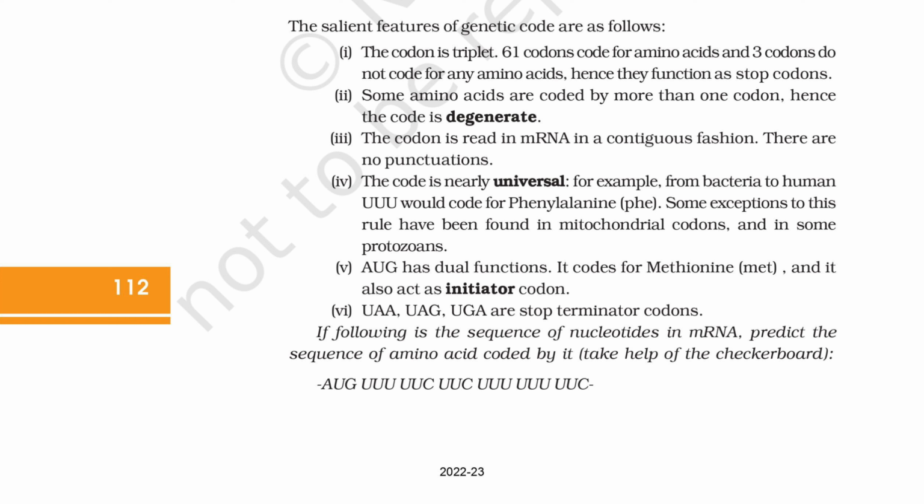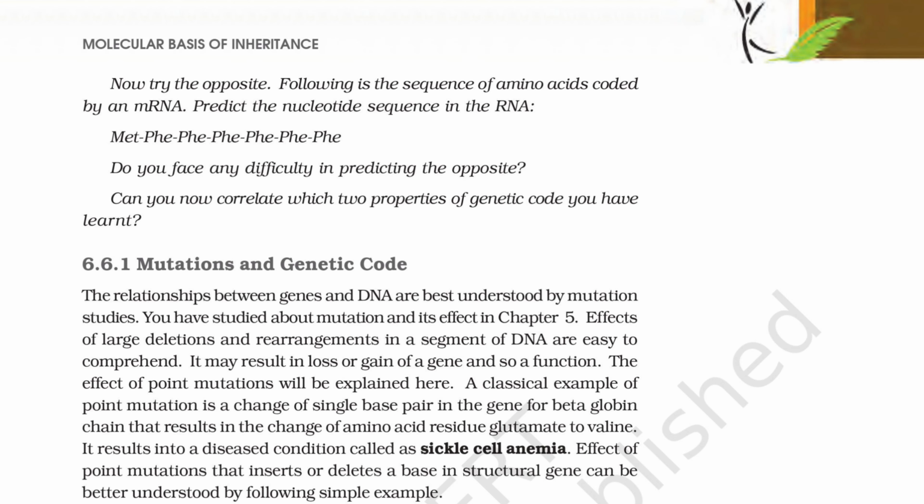If the following is the sequence of nucleotides in mRNA, predict the sequence of amino acids coded by it, taking help of the checkerboard. AUG UUU UUC UUC UUU UUU UUC. Now try the opposite.